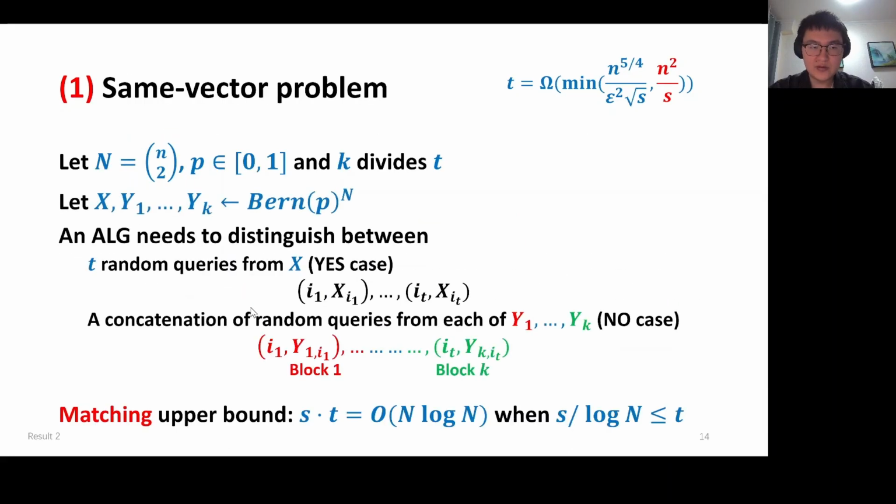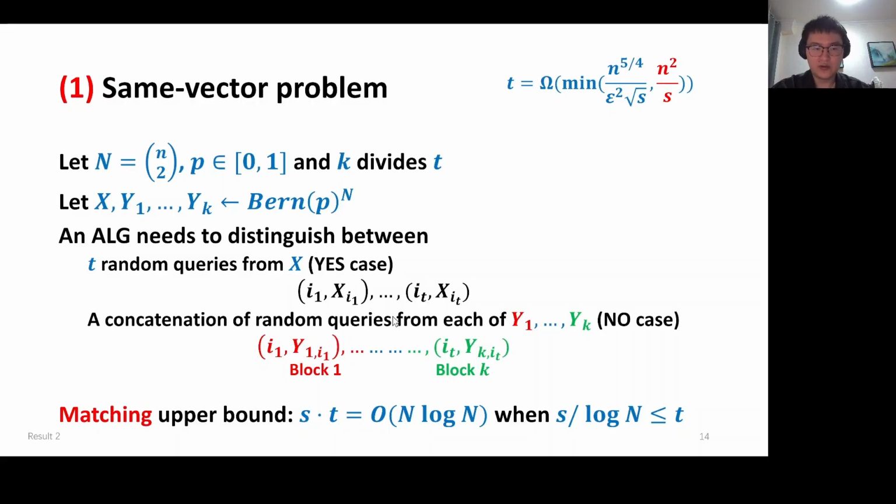So here we formalize and introduce the same-vector problem. So here is a number capital N, which is n choose 2, and a number P between 0 and 1. And k is the number of blocks that divide T. The problem is defined on k+1 input strings following the Bernoulli distribution of probability P. You can think of X as representing a yes input graph, and Y1 to Yk as representing the no input graphs in each block.